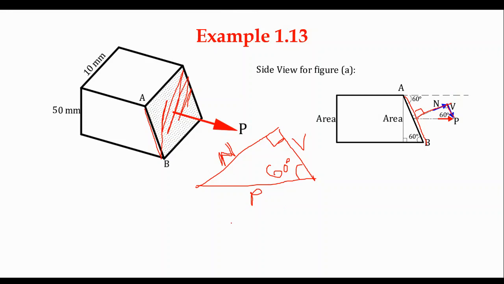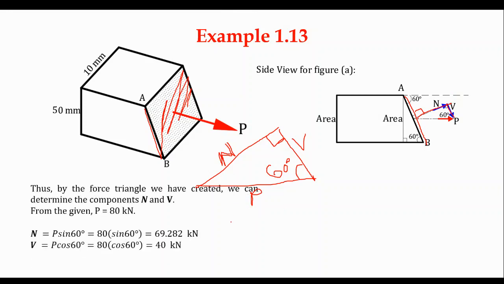Alright, so how much now is the value of the normal force? So based sa force triangle, we can say that the normal force is just P sine 60. So, since given naman na P equal to 80 times sine 60, so it shows na 69.282 ang normal force. Ang shear force naman, it's P cosine of 60 kasi nga tapad lang man na siya sa 60 degrees. So, 80 cosine 60, this is equal to 40 kilonewton. Alright, so good na ta sa mga forces.